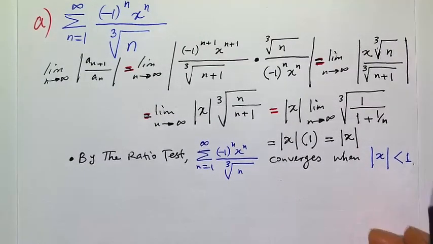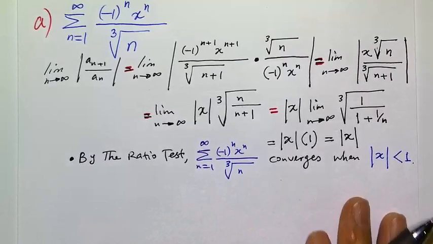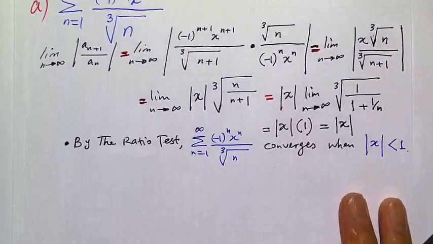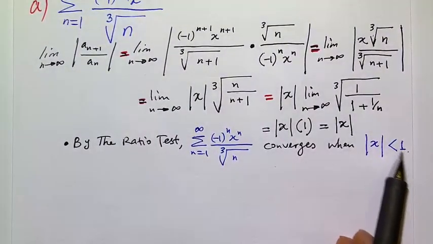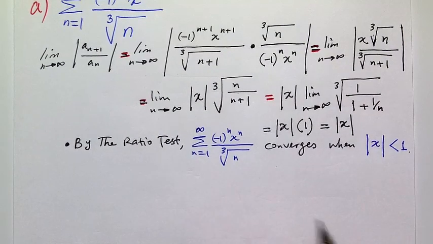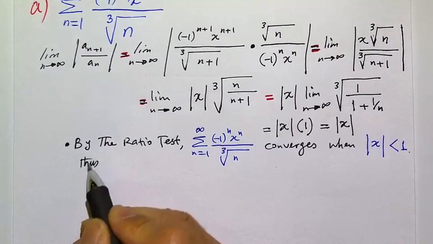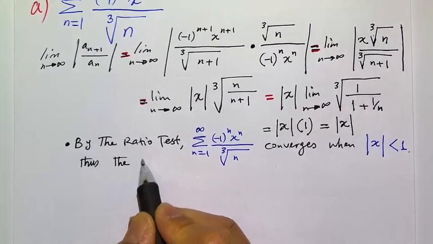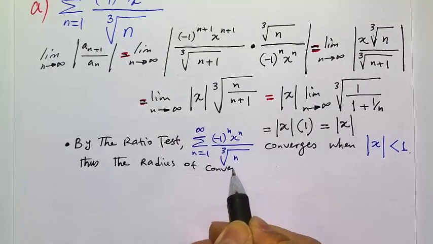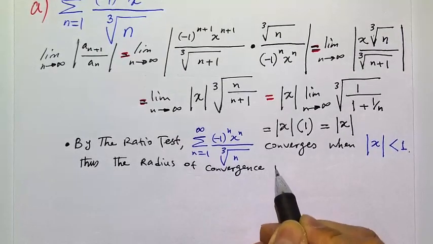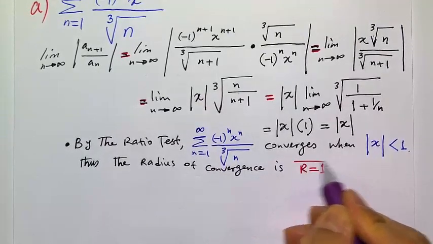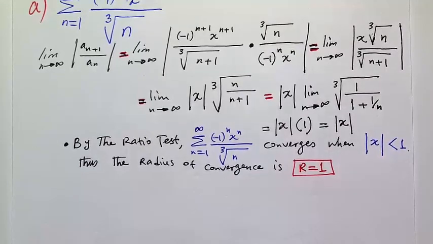So because of that, the radius of convergence, which is one of the things they've asked us to find, is equal to 1, whatever that constant is on the other side. So the radius is r equals 1. We've answered that question.